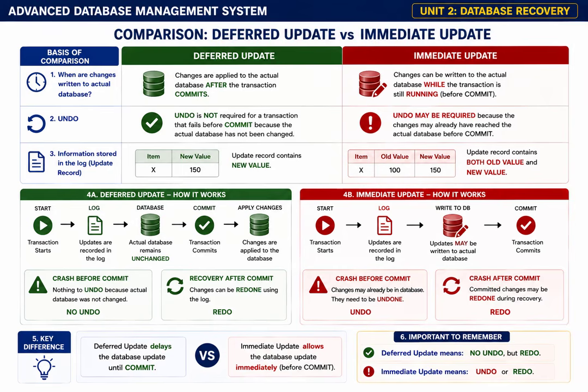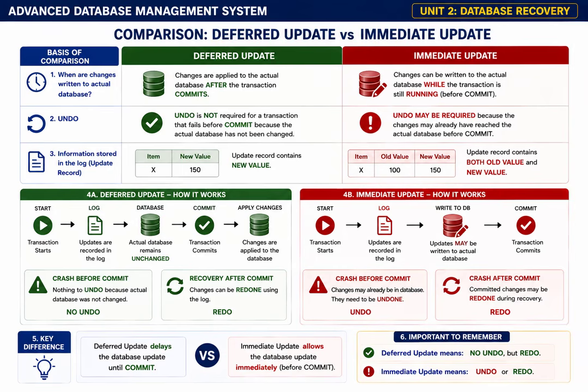In deferred update, the update record contains the new value. In immediate update, the update record contains both the old value and the new value. So there is a simple way to remember the entire difference. For deferred update, think of the process like this. The transaction starts, the updates are recorded in the log, the actual database remains unchanged. The transaction commits, then the changes are applied to the database. If a crash occurs before commit, there is nothing to undo. If recovery is required for a committed transaction, the changes can be redone.